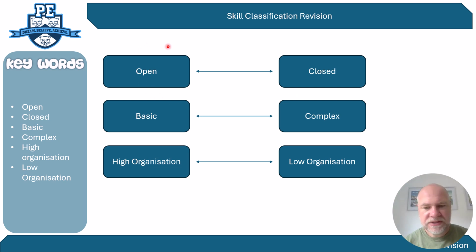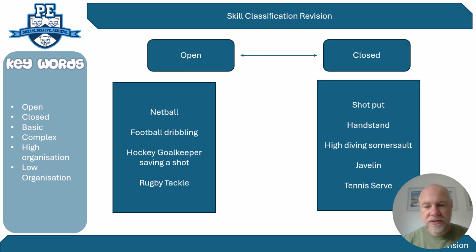If you think of it as a continuum, for example, you might have happy on one end and sad on the other end, and every emotion between happy and sad would go along that continuum. We have the same for open and closed, basic and complex skills, high organisation and low organisation. So looking at the first one, we have open and closed.